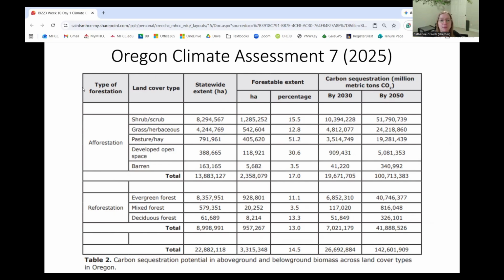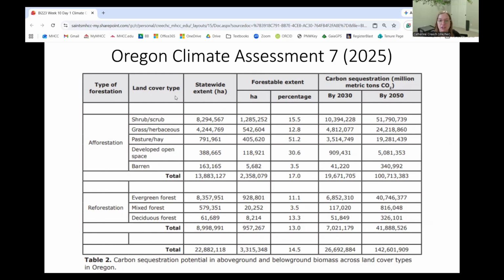So we have 2 types of forestation. We have reforestation. Reforestation is when you replant forest on areas that used to have forest. And then we have afforestation. That's when you plant forest on areas that did not historically have forest. So maybe a grassland or a prairie type area. So you're adding forest where it did not exist before, as opposed to replacing forest.